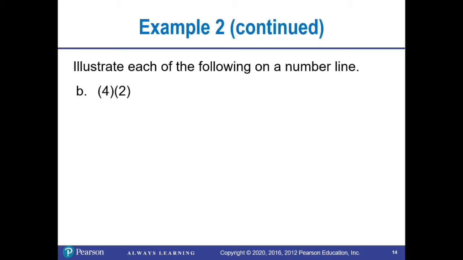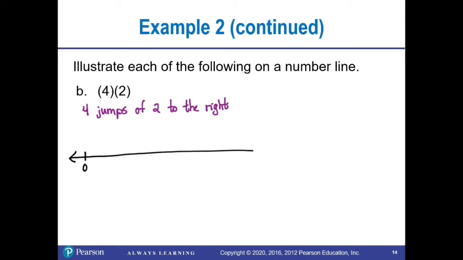Look at part B. We have 4 times 2. So the 4 tells us how many jumps. We're going to take 4 jumps. The 2 tells us how long and which direction. So 4 jumps of 2 to the right. This time we jump to the right because that 2, the second number, is positive. Now because I'm jumping to the right, I'm going to start at 0 and count to 10 on the number line.